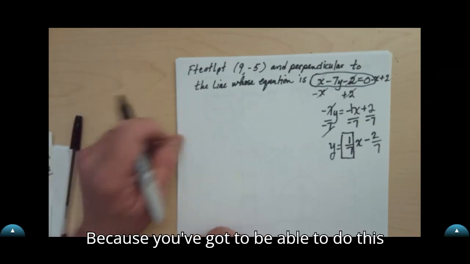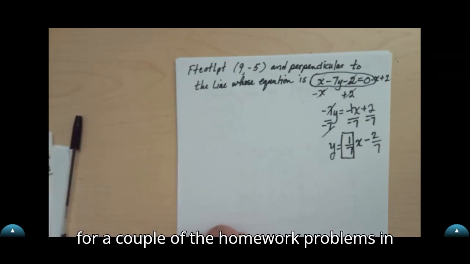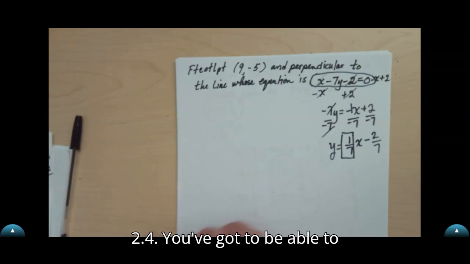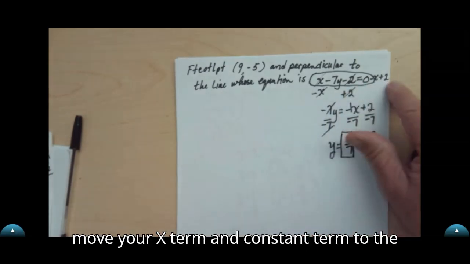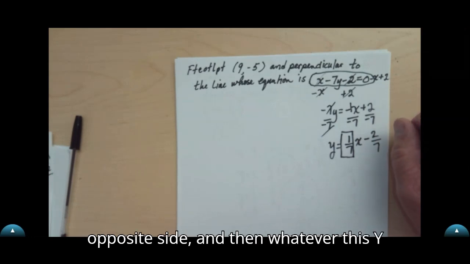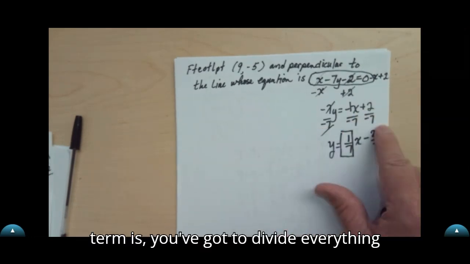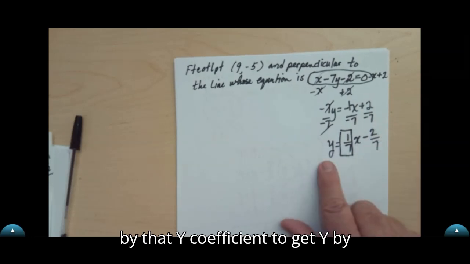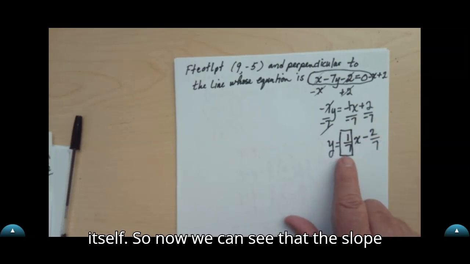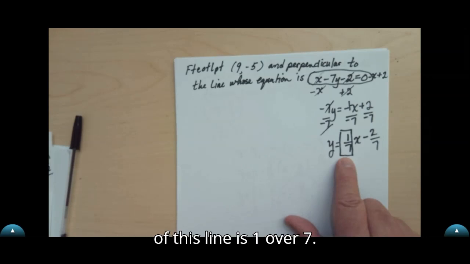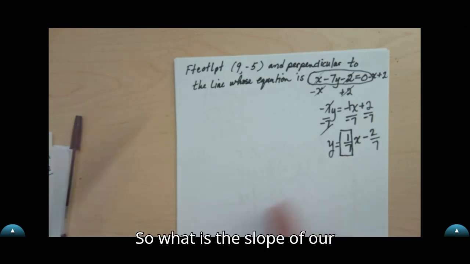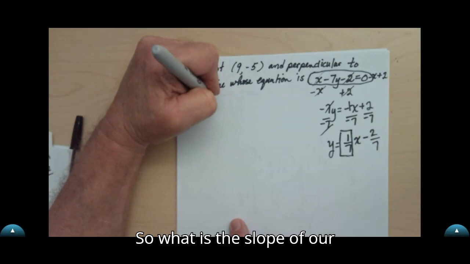Because you got to be able to do this for a couple of the homework problems in 2.4. You've got to be able to move your x term and constant term to the opposite side. And then whatever this y term is, you got to divide everything by that y coefficient to get y by itself. So now we can see that the slope of this line is 1/7. So what is the slope of our line?